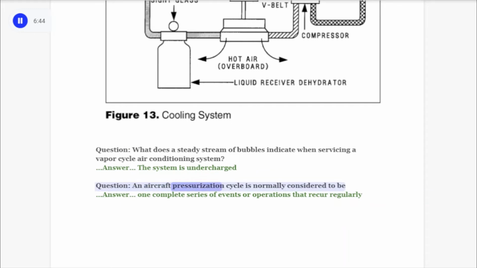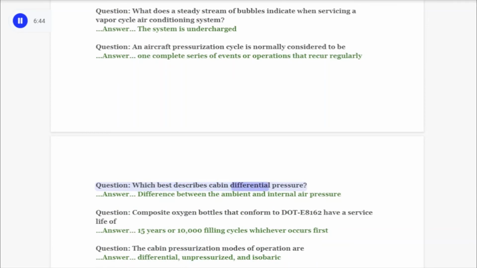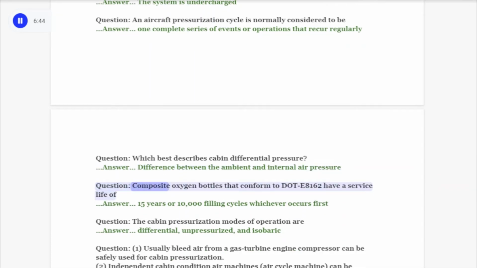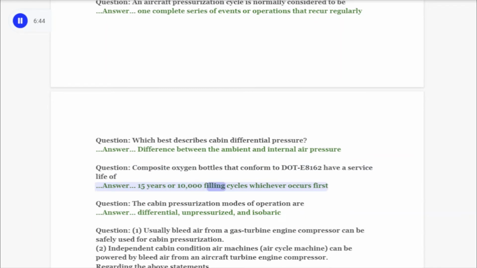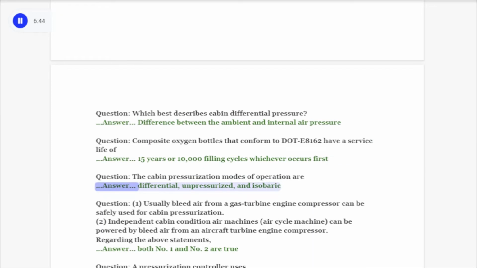Question: An aircraft pressurization cycle is normally considered to be answer: one complete series of events or operations that recur regularly. Question: Which best describes cabin differential pressure? Answer: Difference between the ambient and internal air pressure. Question: Composite oxygen bottles that conform to DOT-E 8162 have a service life of answer: 15 years or 10,000 filling cycles, whichever occurs first. Question: The cabin pressurization modes of operation are answer: differential, unpressurized, and isobaric.